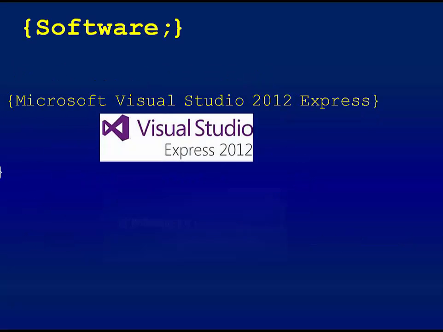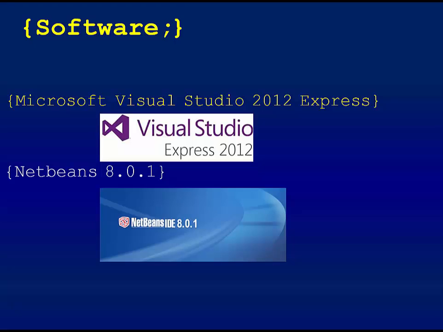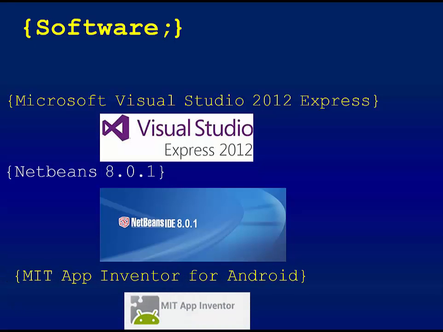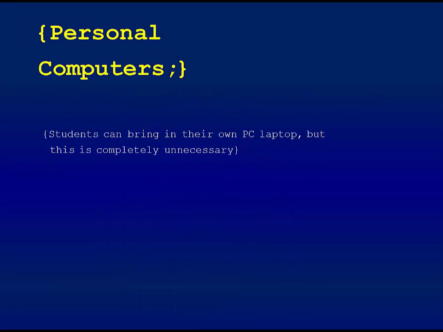All right, so what software do we use? We're going to be using Visual Studio 2012 in the Microsoft world. We're also going to be using NetBeans for Java development, and we'll be using MIT's App Inventor for Android in the spring. Personal computers. Students can bring in their own PC or laptop. This is completely unnecessary, however, and a MacBook will not work with Visual Studio 2012 Express. You have to have a Windows PC.